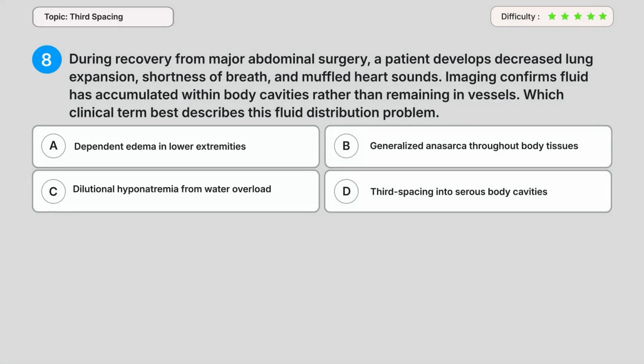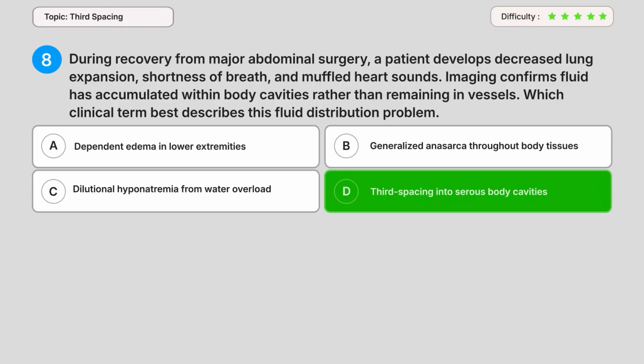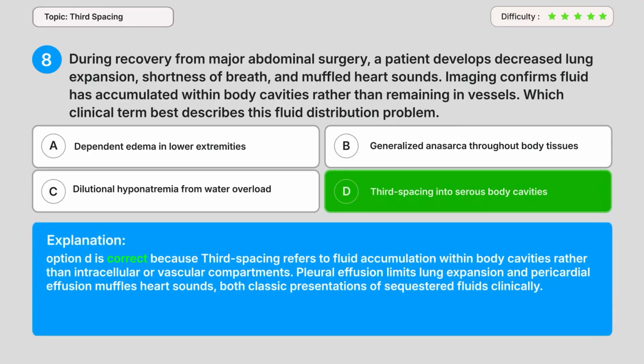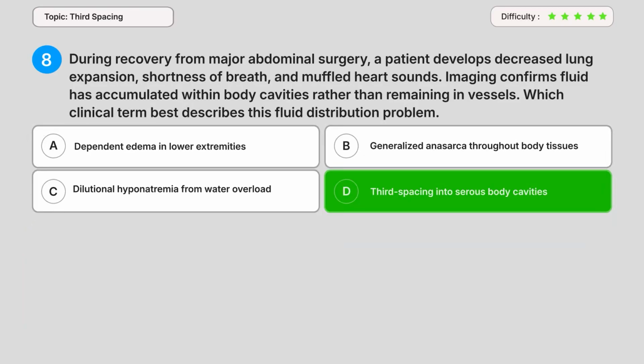Correct answer. D. Third spacing into serous body cavities. Third spacing refers to fluid accumulation within body cavities rather than intracellular or vascular compartments. Pleural effusion limits lung expansion and pericardial effusion muffles heart sounds, both classic presentations of sequestered fluids clinically.